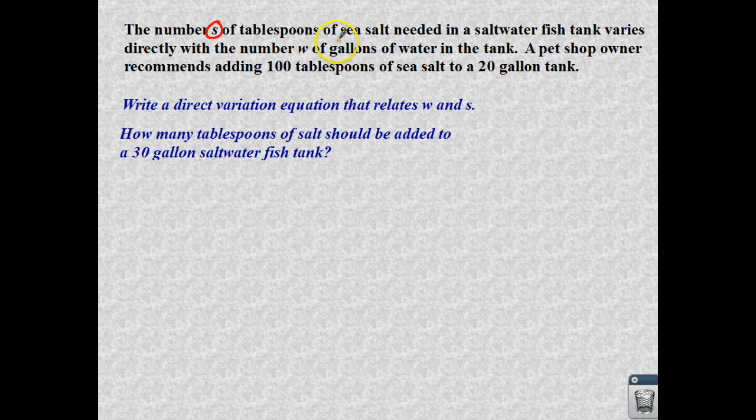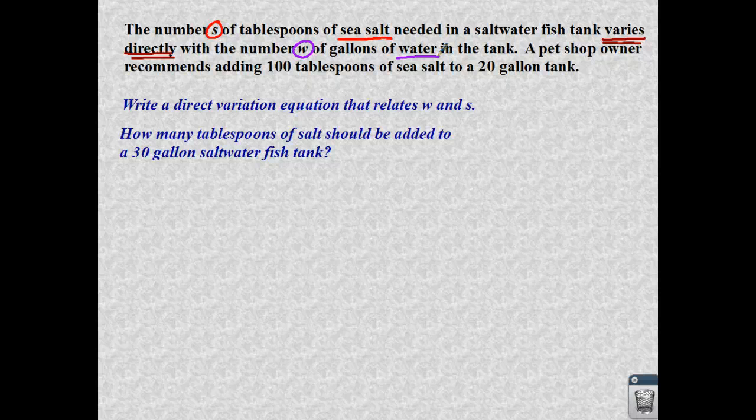So S represents the sea salt in the tank, and it varies directly with the number W. Maybe I'll put that in purple. So W, which represents your water. All right, and then it tells you a little bit about a pet shop owner, and he has a recommendation of how many tablespoons of salt you should put in a 20-gallon tank. All right, so let's write a direct variation equation that relates W and S.